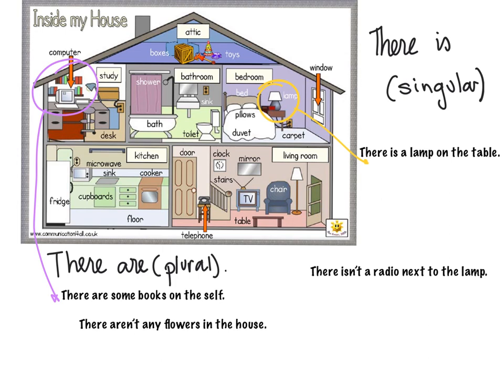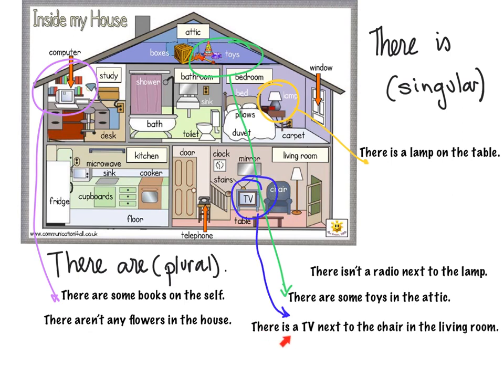If we look at the picture, we can find more examples. For instance, there are some toys in the attic. Here are the toys. There is a TV next to the chair in the living room.